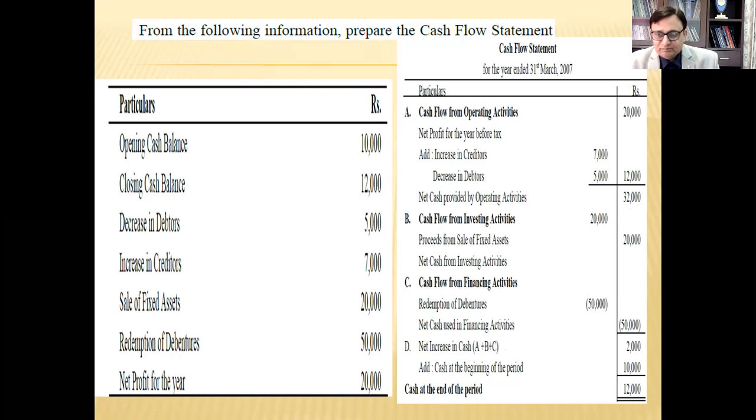So in this way, it's a very simple example. The impact of current liabilities and current assets is shown, and how the net profit is arrived at by adjusting their figures. This is a very simple example showing how to prepare the cash flow statement. But it needs practice, because unless you practice, you will not get results.